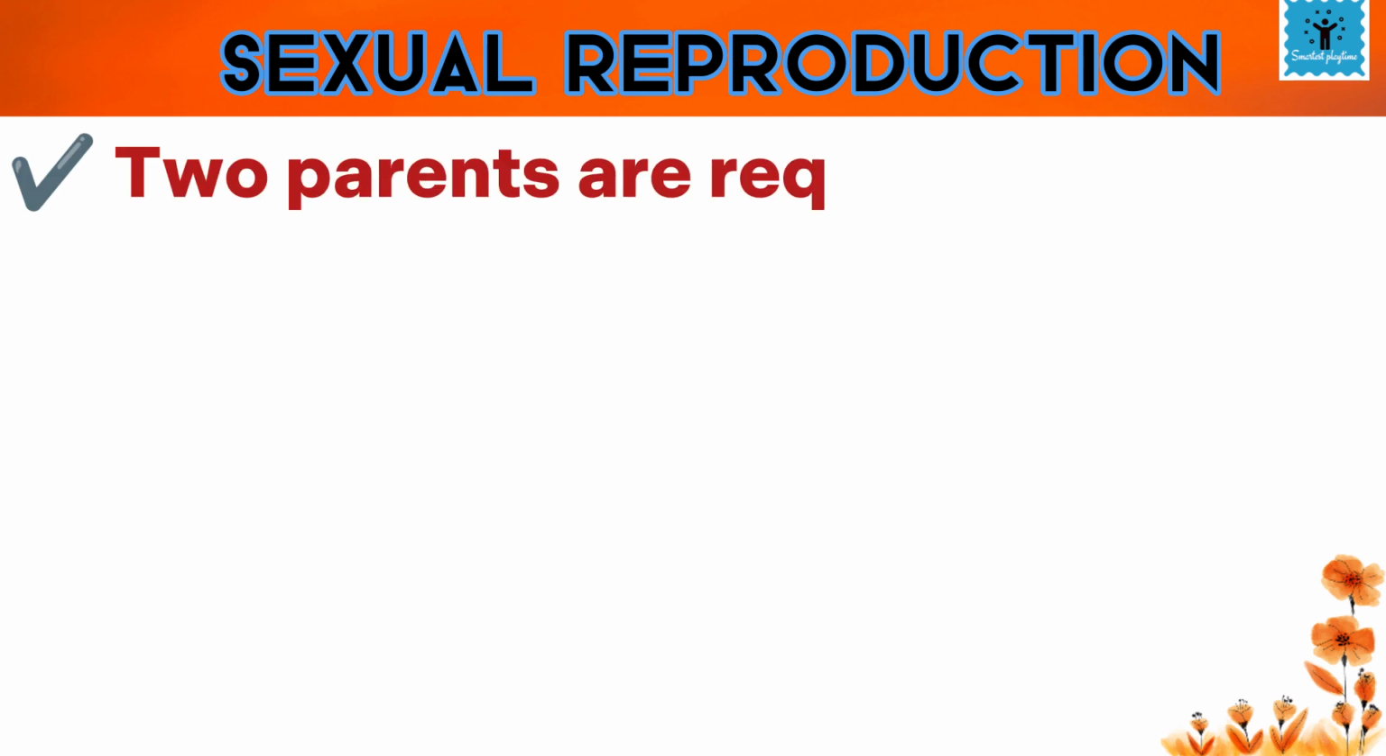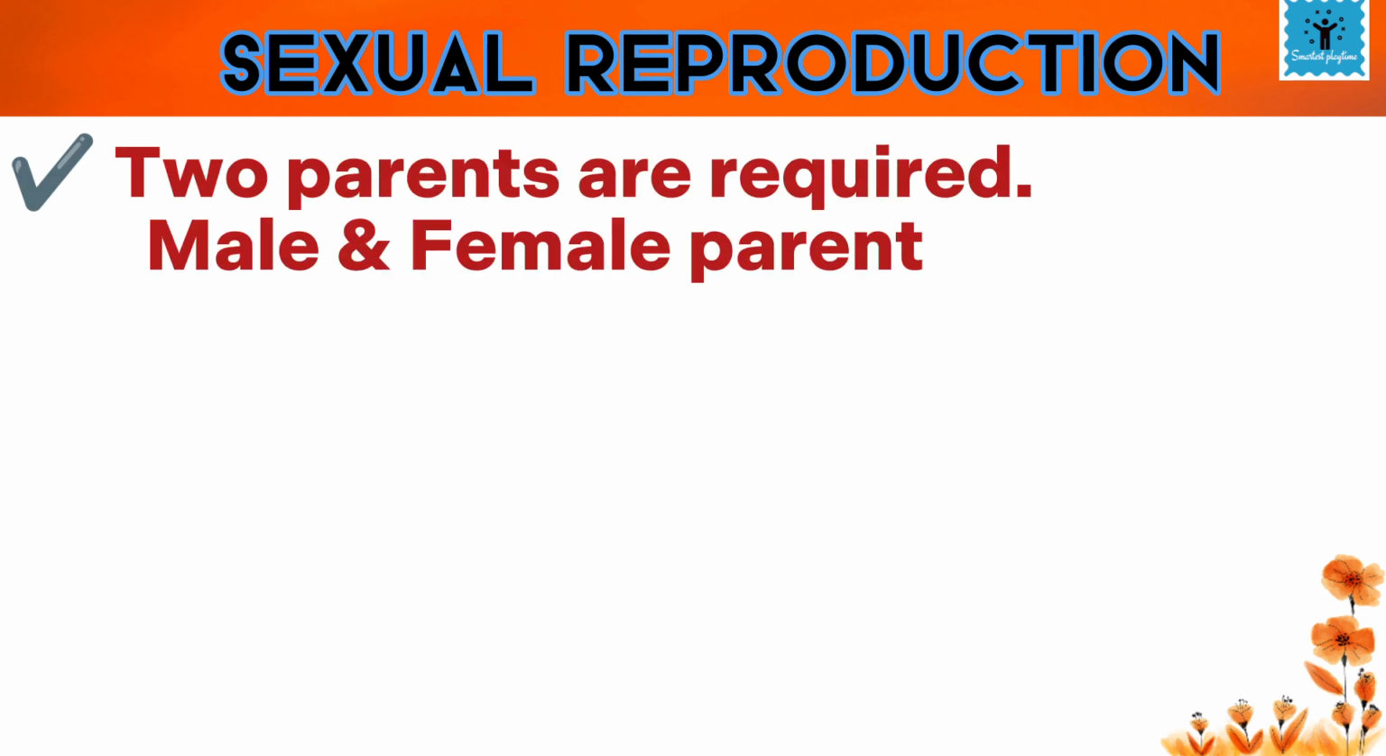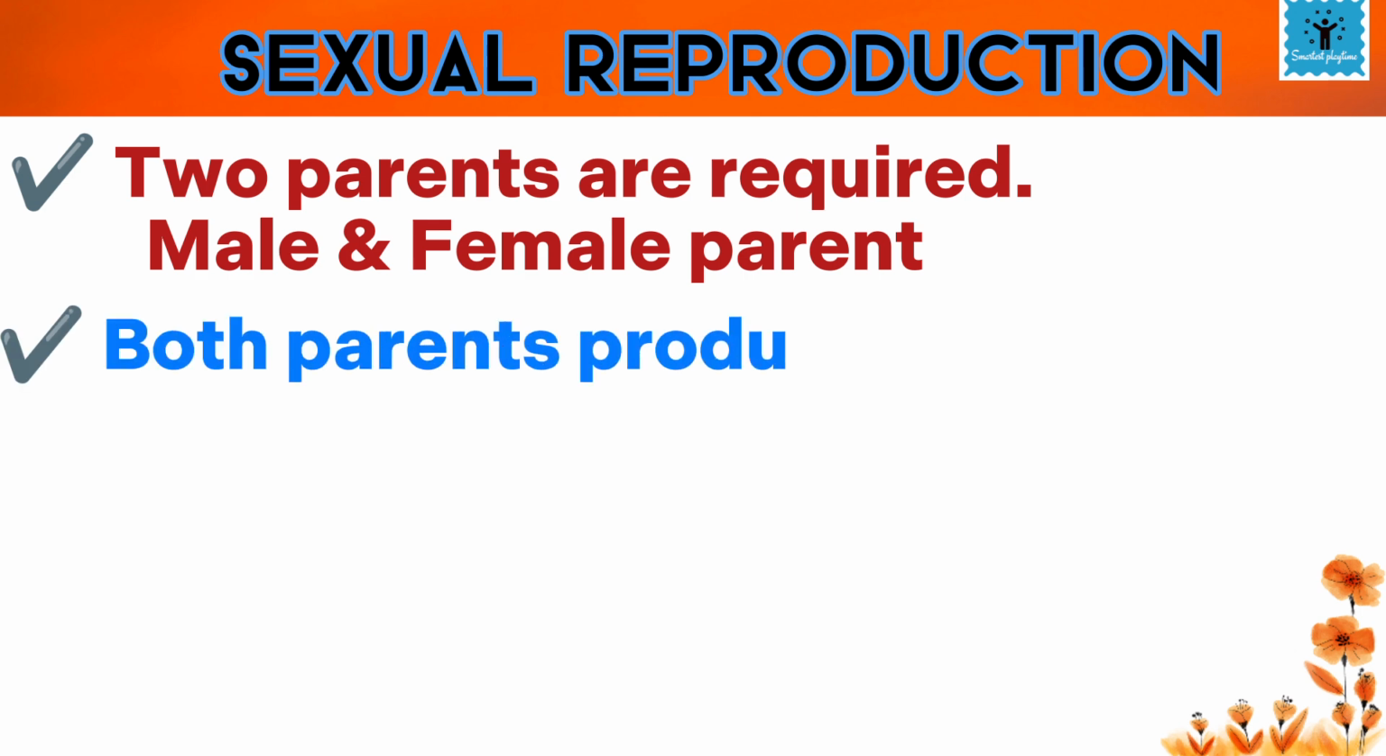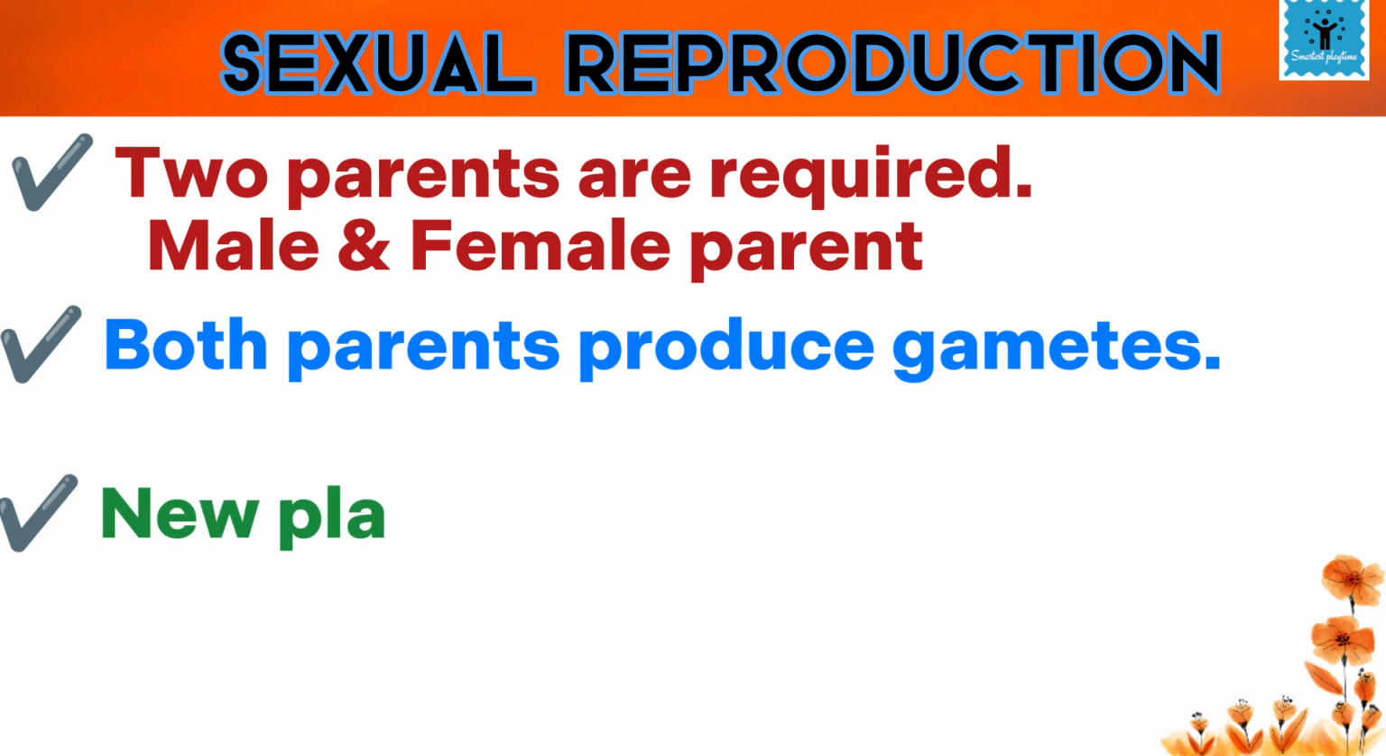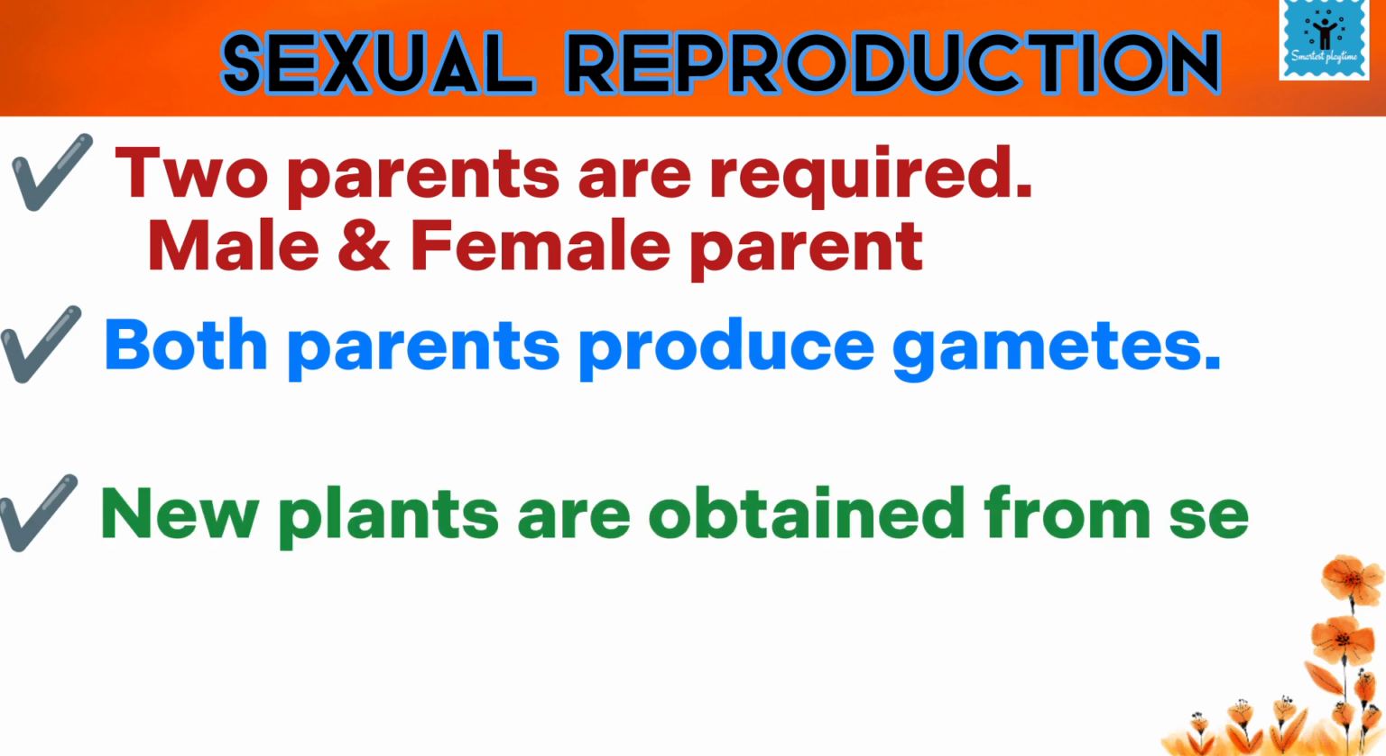In sexual reproduction, two parents are required, that is, a male parent and a female parent. The two plants produce gametes that fuse together to form an individual. In sexual reproduction, new plants are obtained from seeds. It is the most common way of reproduction in plants.